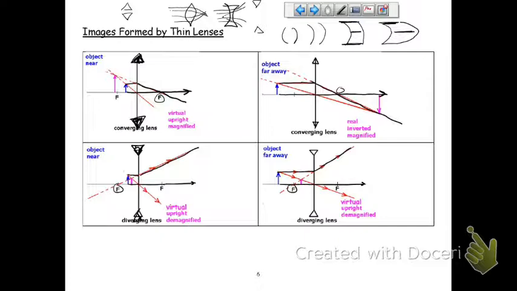And then your third ray always goes through the center of the lens. Because when you go through the center of the lens, nothing happens. Why? Because the glass on the front and the back is parallel, so it just goes straight through.